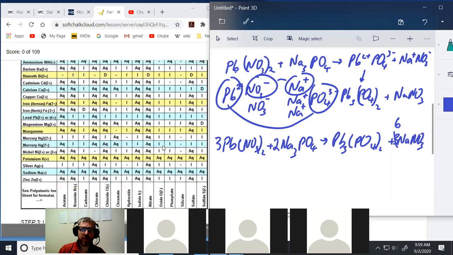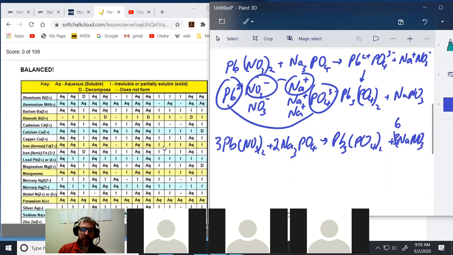And to do that, we use this chart here, which is a solubility chart. You'll notice, looking at the key, aqueous is AQ and I is insoluble or partially soluble, which means it's going to be a solid. Now, aqueous means it splits up into ions, and solid means it forms a solid. Typically, if you've got something aqueous, it doesn't look like anything is in the container. It just looks completely clear, whereas a solid, of course, is going to be solid.